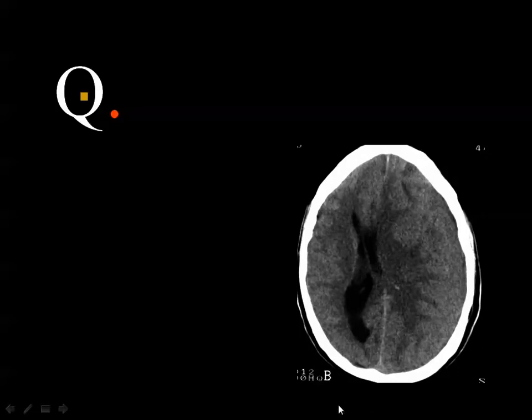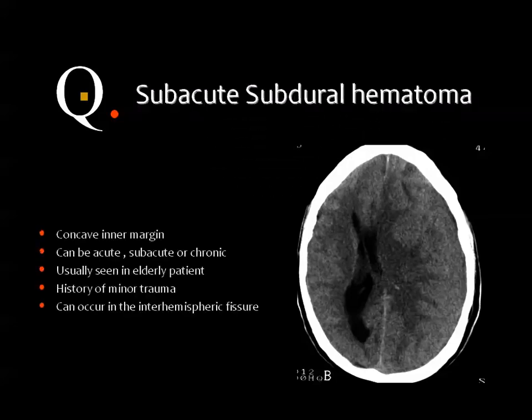CT brain, axial soft tissue window without contrast. Yes, there is a mass effect on the left lateral ventricle, which is compressed and displaced to the opposite side. And you can still see the gray-white matter interface, denoting that the lesion is outside the brain. Then the diagnosis is subacute subdural hematoma. Yes, and this is subacute subdural hematoma, which is exactly isodense to the brain.